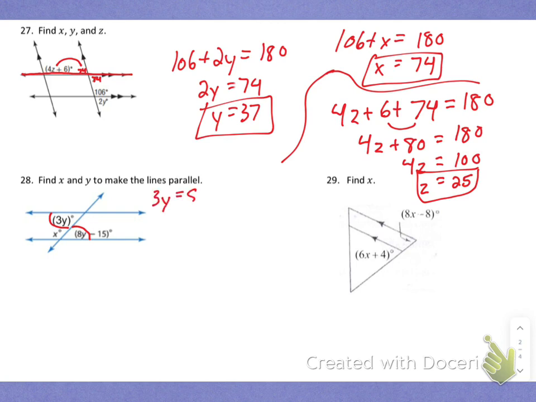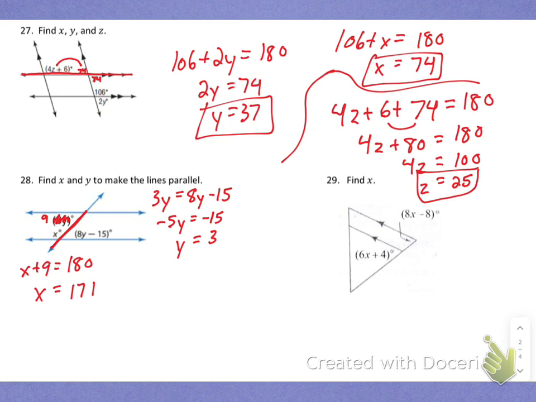So 3y is going to be equal to 8y minus 15. I'm going to minus the 8y, so it'll be negative 5y equal to negative 15. So then y is going to be equal to 3. Now knowing that, I can cross this out, and that'd be 3y, so this new one would be 9. Since this is a flat line, or because they're same side interior, x plus 9 is going to be equal to 180 degrees. So then x is going to be equal to 171.